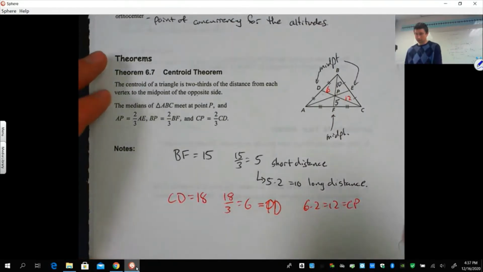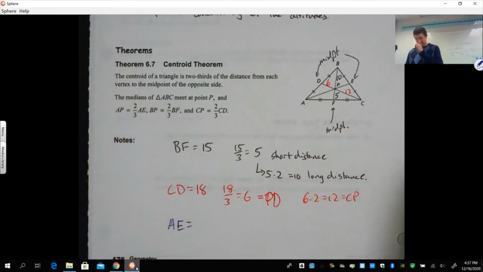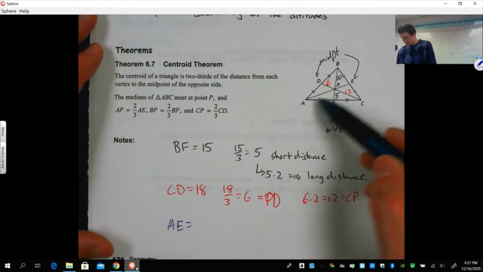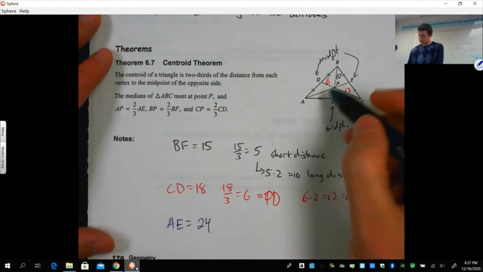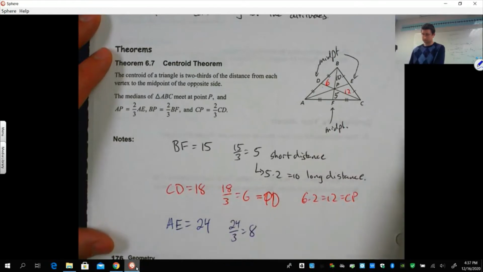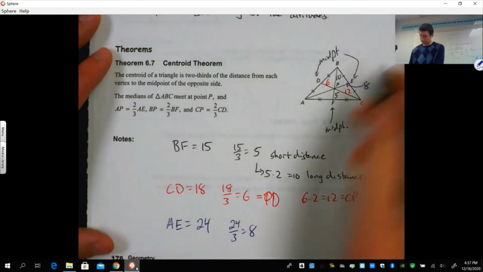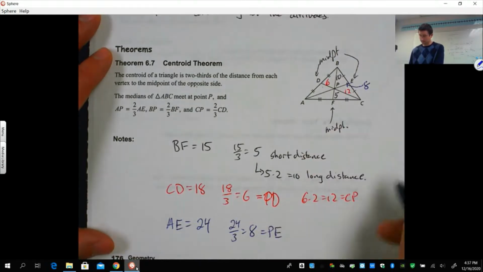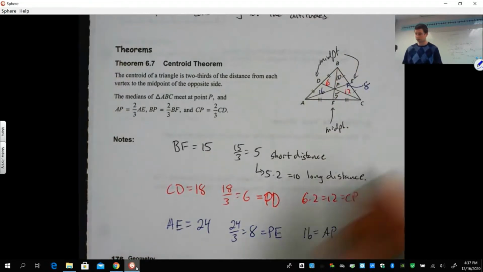Let's do one more, go to blue. So AE, what should AE be? Give me a number, any number. Preferably divisible by 3. So that looks like it might be the longest side. Let's go 24. Okay, so A to E is 24. You can take 24 divided by 3, we get 8. So that has to be this distance right here, the shortest distance. So that's P to E. 8 times 2 is 16, and that is going to be A to P. So you kind of see how that relationship works.